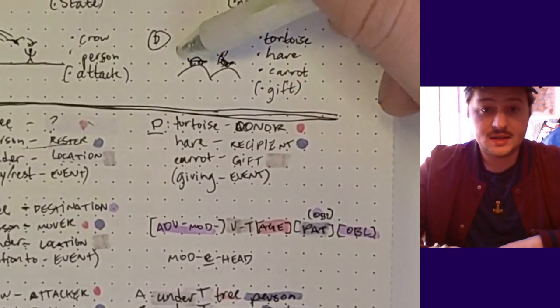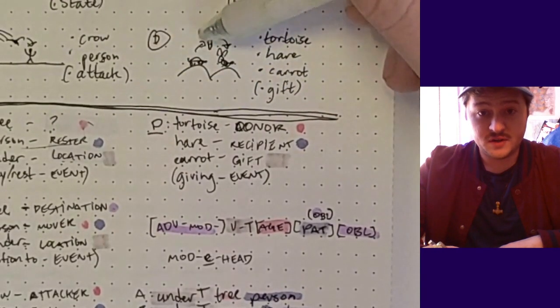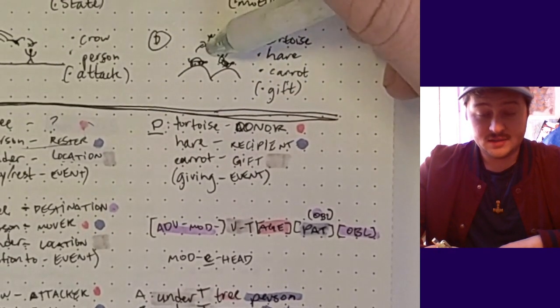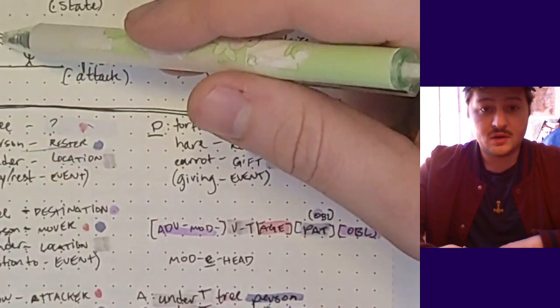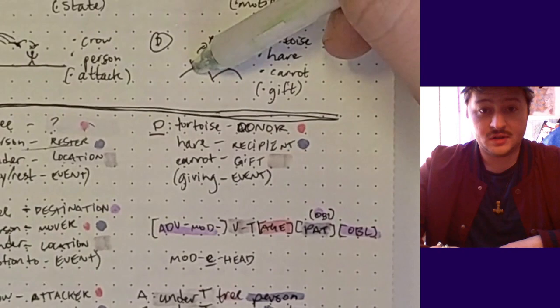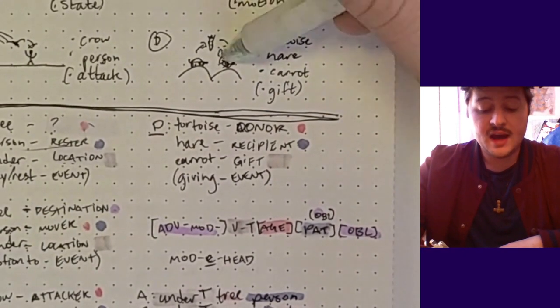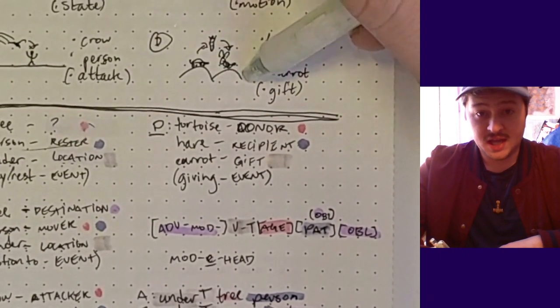The tortoise gives, so the tortoise is doing the verb, a carrot. A carrot is the direct object of give. It's what they give. Just like a crow attacks a person, the tortoise gives a carrot. And then we say to the hare.